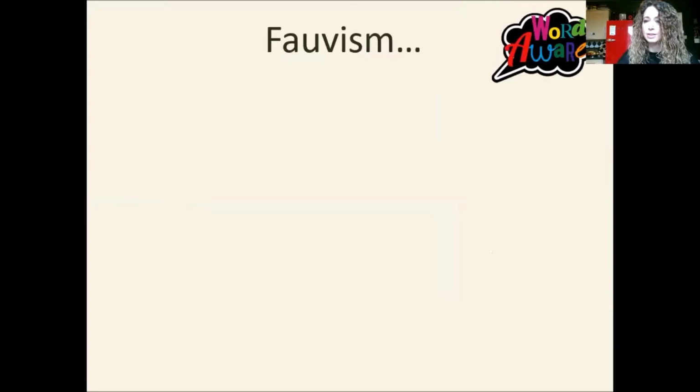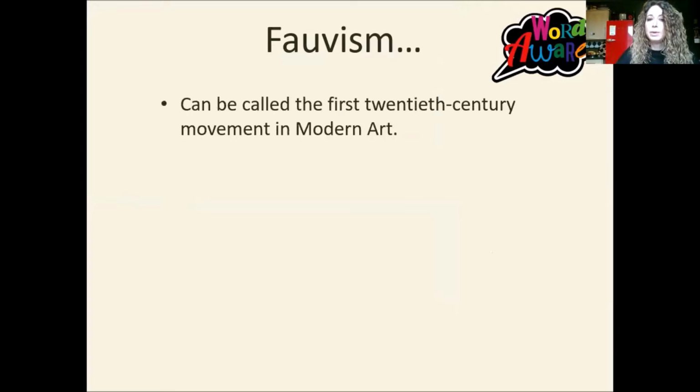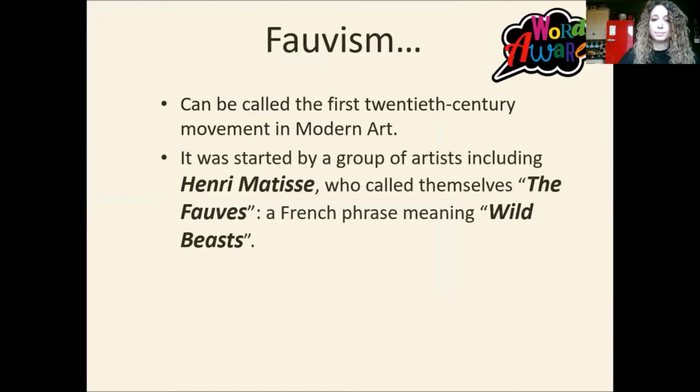Let's find out a little bit more about this weird word, Fauvism. It can be called the first 20th century movement in modern art. So if you want to add any more annotations to your sheet, you can carry on. We can say that this is one of the first modern art movements, started by a group of artists, including Henri Matisse, who called themselves the Fauves, a French phrase meaning wild beasts.